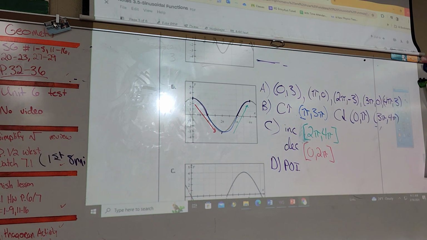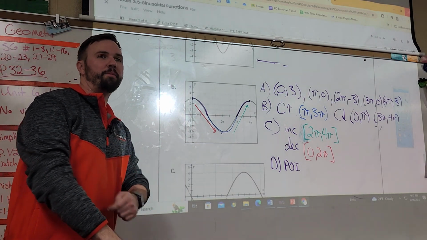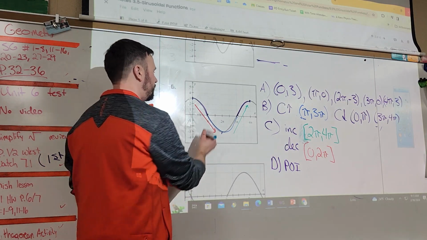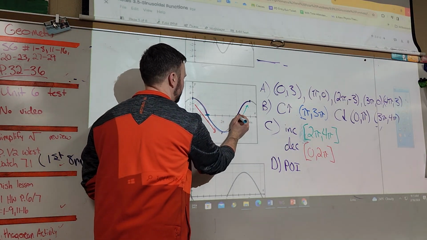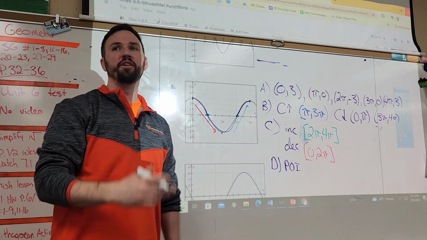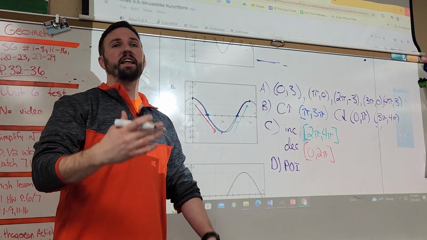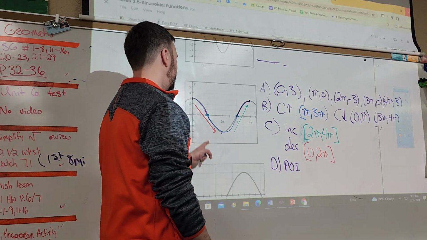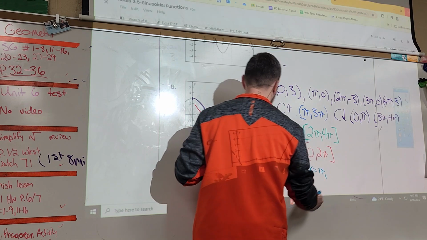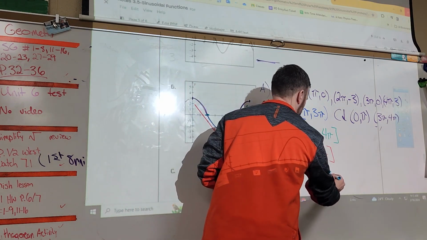Ooh, this is a cool color. Let's see. All right. Who is my person of interest? So have you noticed what are my POIs every time? They're my intercepts. That's even better. They're on the midline, right? Because that's where my intercepts are going to be. I like that. So it happens when x equals pi and when x equals 3 pi.